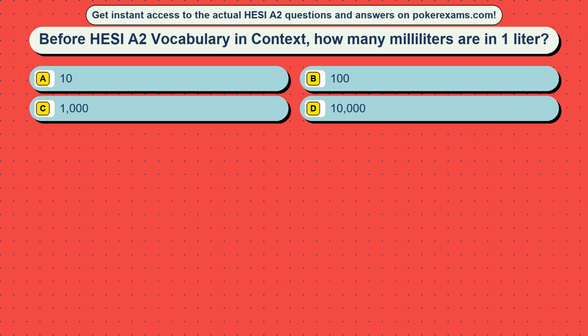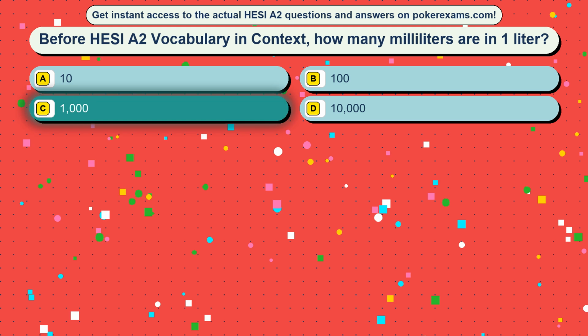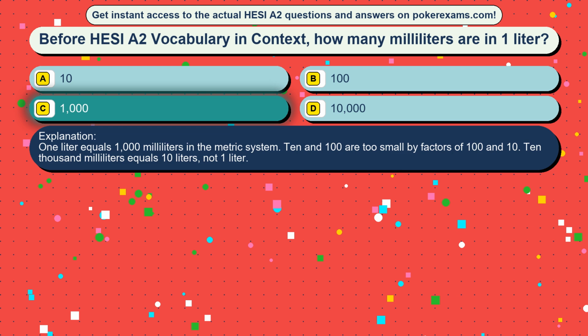Question 5. Before HESI A2 Vocabulary in context, how many milliliters are in 1 liter? Option A, 10. Option B, 100. Option C, 1000. Option D, 10,000. The correct answer is option C, 1000. 1 liter equals 1000 milliliters in the metric system. 10 and 100 are too small by factors of 100 and 10. 10,000 milliliters equals 10 liters, not 1 liter.